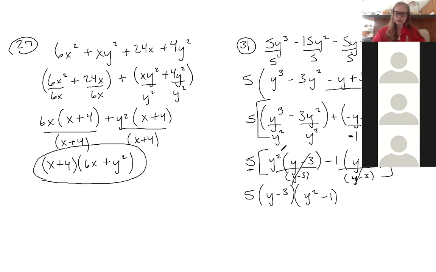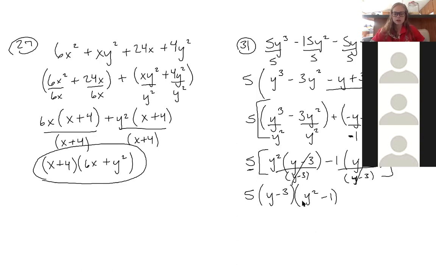You can't factor y minus 3, but check out this y squared minus 1. Does that look familiar? That's one of our special factoring binomials. This is the difference, subtraction right there. It's got to have a subtraction sign. The difference of two perfect squares.